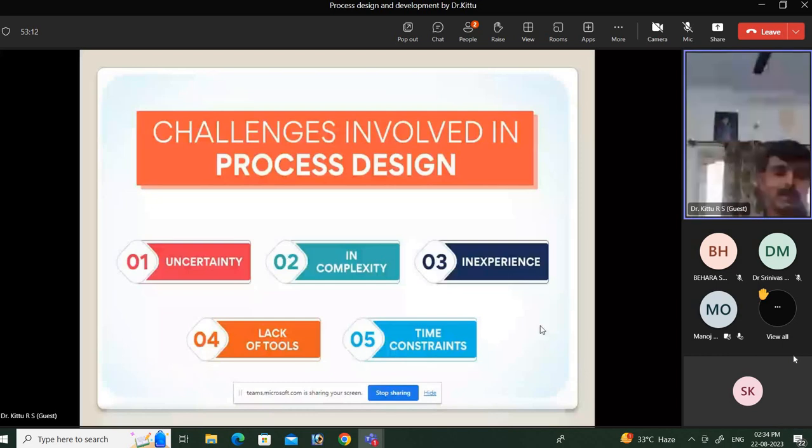So hence, it is also one of the biggest challenges. Time constraints impact not only sales, but also the identification of new ideas, the generation of ideas or concepts, and the time required to do R&D.